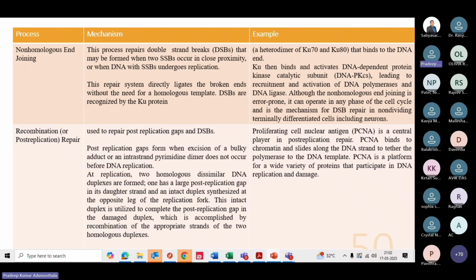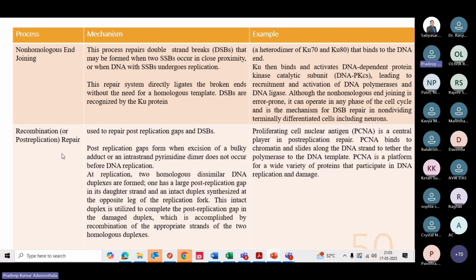And non-homologous end joining repairs double-stranded breaks that may be formed when two SSBs occur in close proximity or when DNA with SSBs undergoes replication. This repair system directly ligates the broken ends without the need for a homologous template. So these DSBs are recognized by the Ku proteins, Ku70 and Ku80, which bind and activate the DNA-dependent protein kinase catalytic subunit, and then undergo the repair mechanism, and recombination or repair.